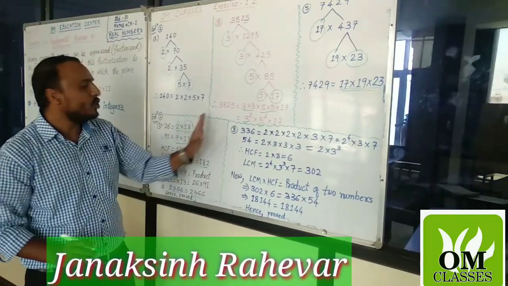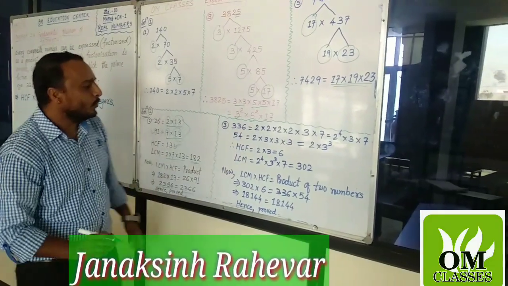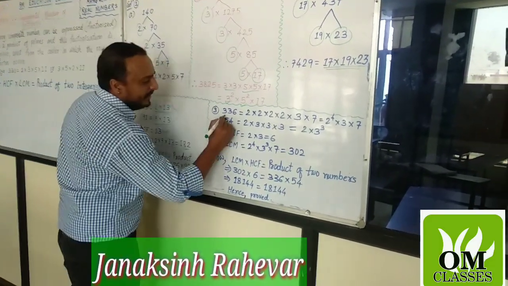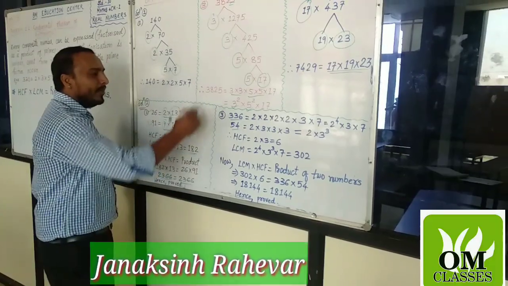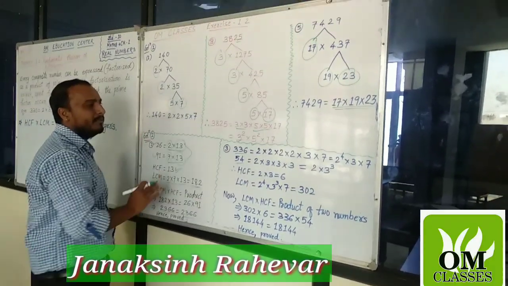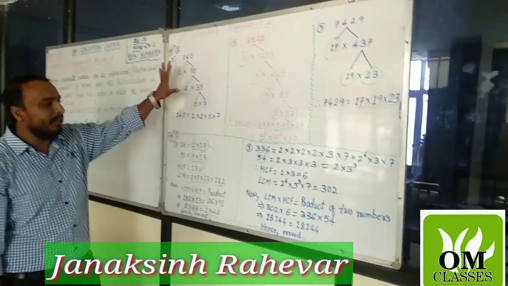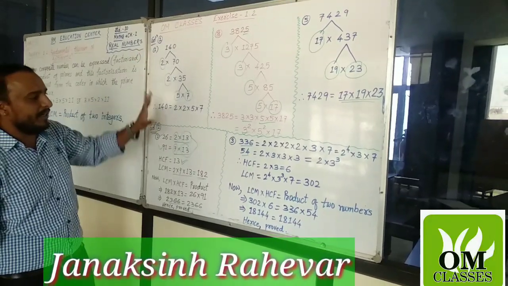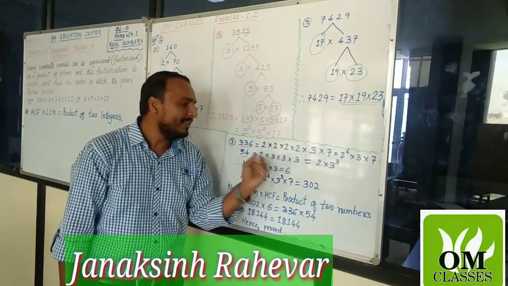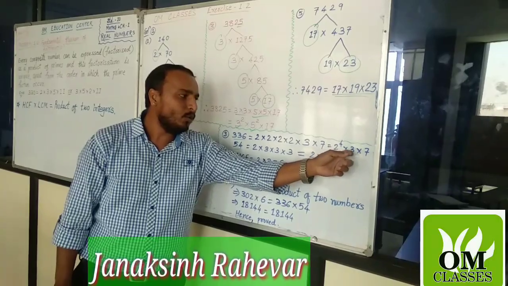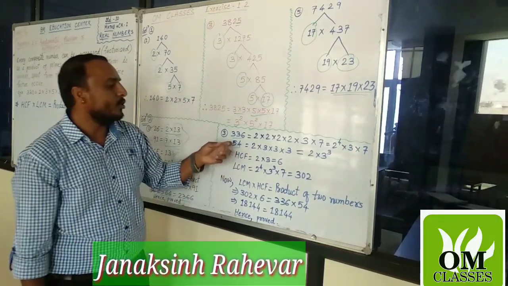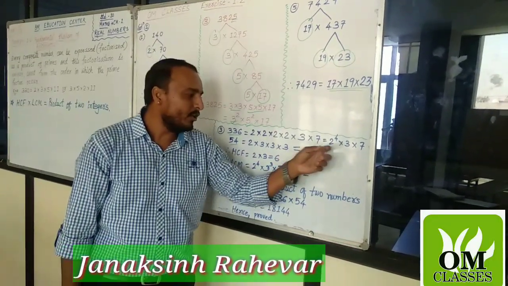In the same way, I have now solved question 2. Next, move to question 3. 336 and 54. You can find the factors by the prime factorization method or by the factor tree method. So when we find the factors, they are like this: 2 raised to 4 into 3 into 7. Factors of 54 is 2 into 3 cube.